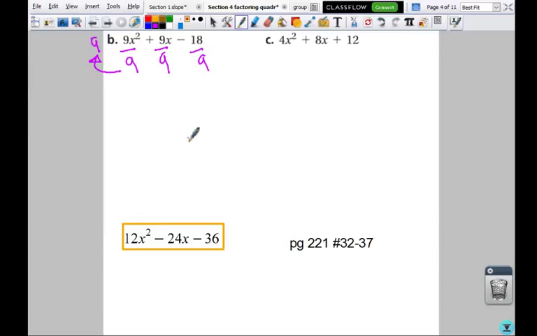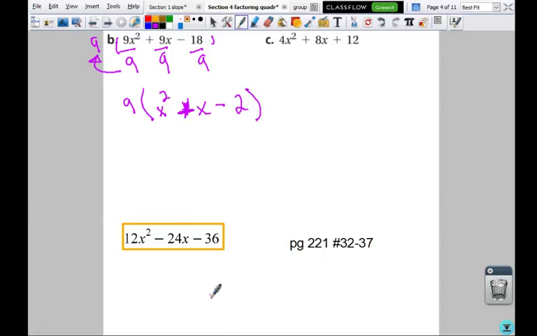Alright, so we're going to factor out a 9 here. I'm going to factor out my 9. So I'm going to go 9, and 9x squared divided by 9 is just an x squared, right? Plus 9x over 9 is just an x. So plus x minus 18 over 9 is minus 2. Alright, that's looking pretty good.